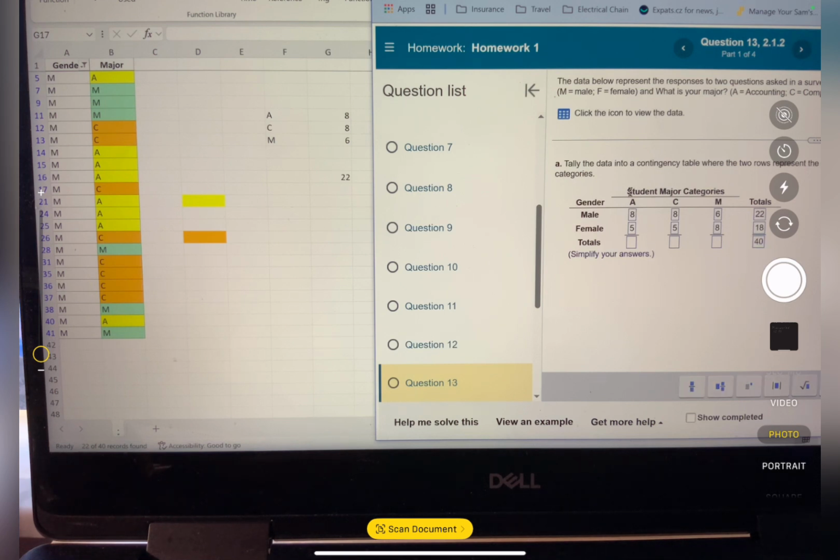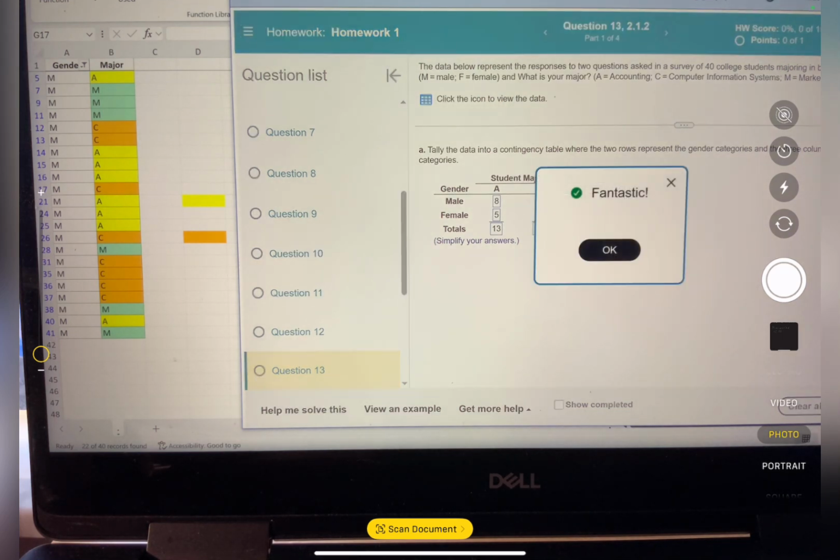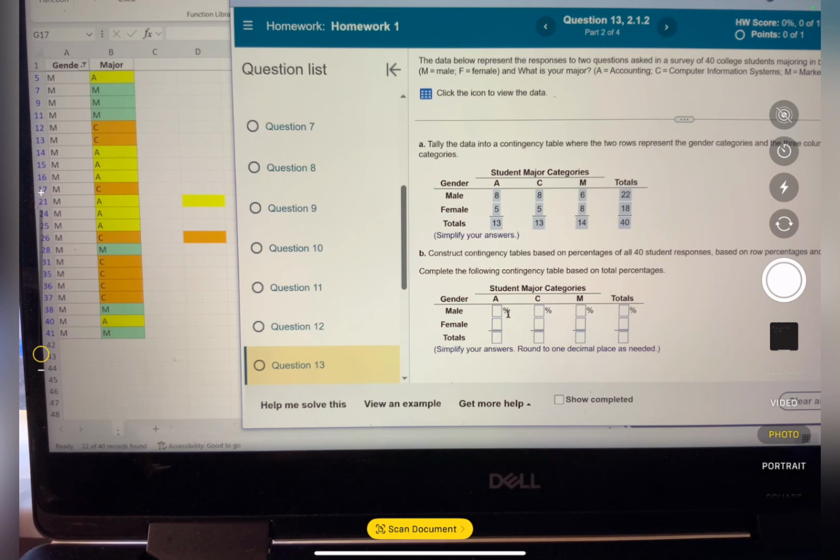Now by column, by major, 8 plus 5 is 13. So total 13 people in accounting, male and female. Computer science is 13 also, and marketing 14. If I add them up, I should get 40. 13 plus 13, 26. 26 plus 14 is 40. We are done. Let's check it. Fantastic.